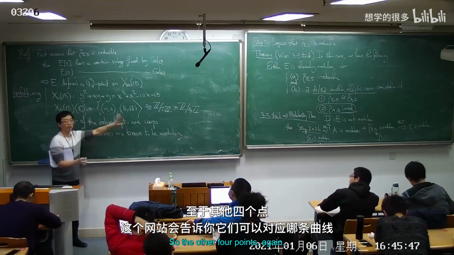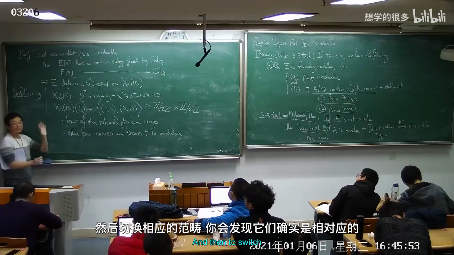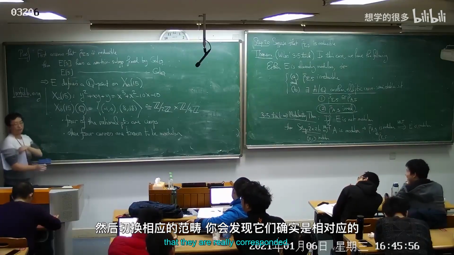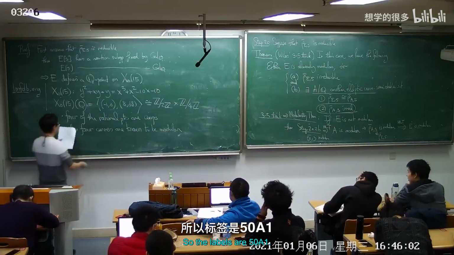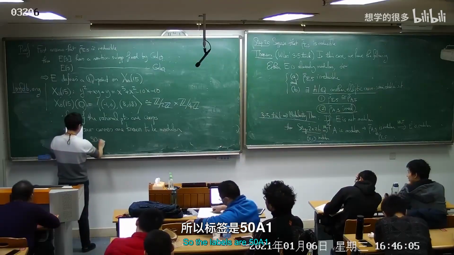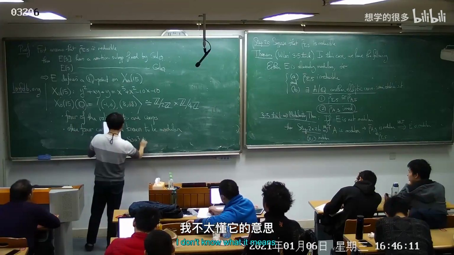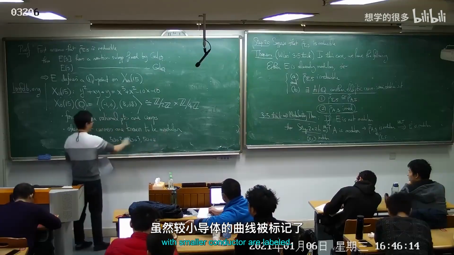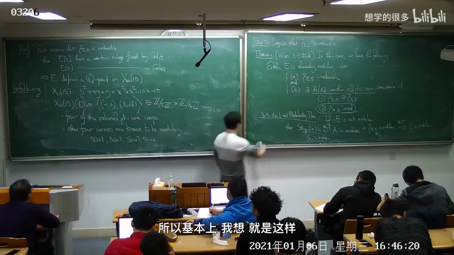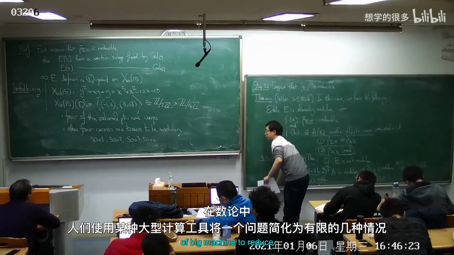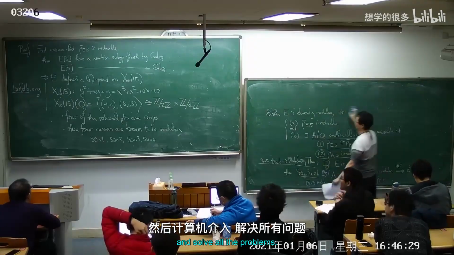So the other 4 points, again, this website will tell you which curve this can be. And then searching the corresponding conductor, you see that they really correspond. The labels are 50A1, 50A3 and 50A4. I don't know what it means, but all the curves with smaller conductor are labeled. So basically it's always like this: number theory uses some big machine to reduce a question to a finite number of cases, and then the computer comes in and solves all the problems.